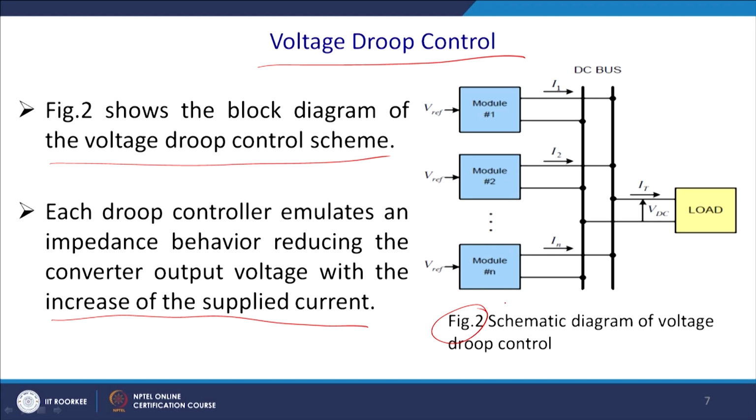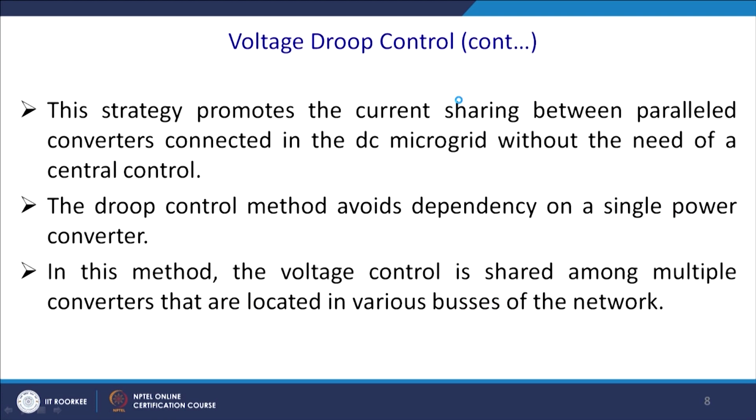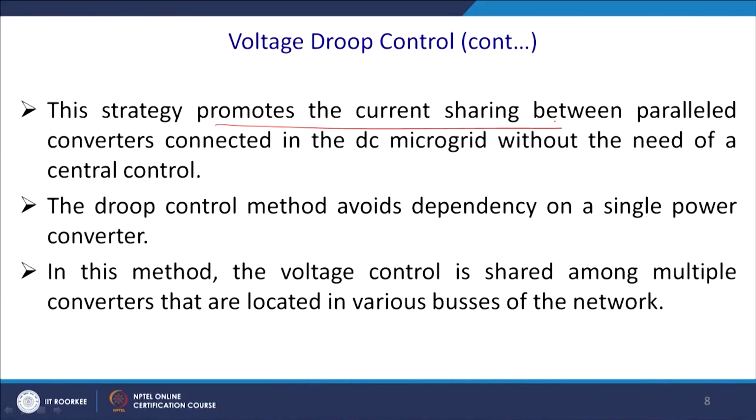So, this is the load and ultimately these are the different kinds of sources, and all will generate the current to maintain the DC bus voltage up to a level of tolerance. And this strategy promotes current sharing. So, this is something like the parallel operation of alternators which you have studied in your BTech classes in second year or third year. The strategy promotes current sharing between the parallel converters connected in the DC microgrid without the need for central control. That is quite understandable.